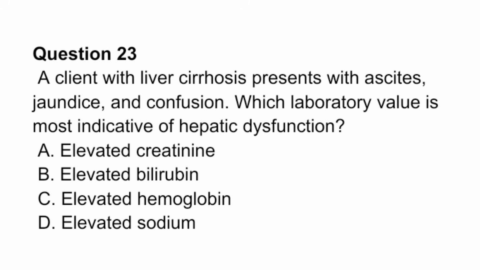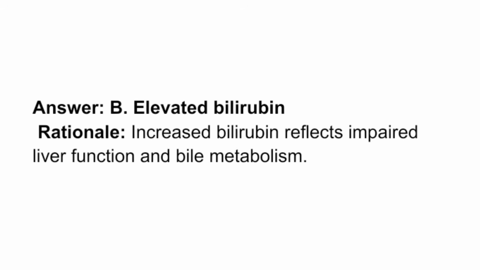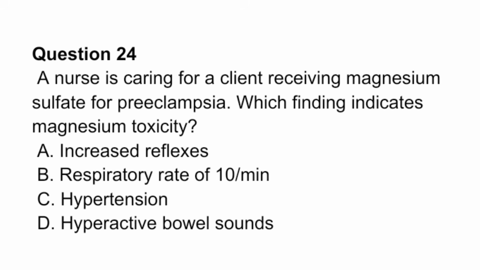Question 23. A client with liver cirrhosis presents with ascites, jaundice, and confusion. Which laboratory value is most indicative of hepatic dysfunction? A. Elevated creatinine. B. Elevated bilirubin. C. Elevated hemoglobin. D. Elevated sodium. Answer: B. Elevated bilirubin. Rationale: increased bilirubin reflects impaired liver function and bile metabolism.